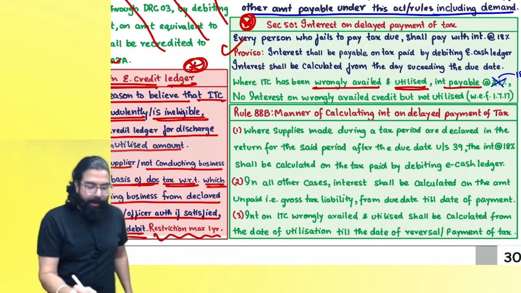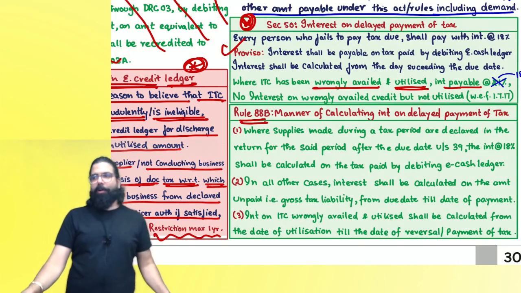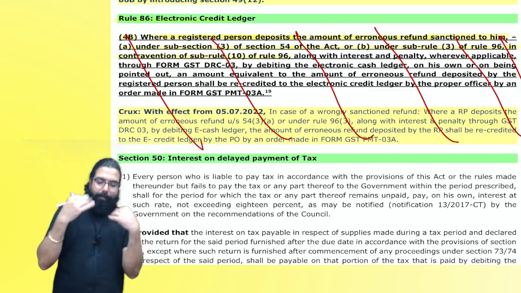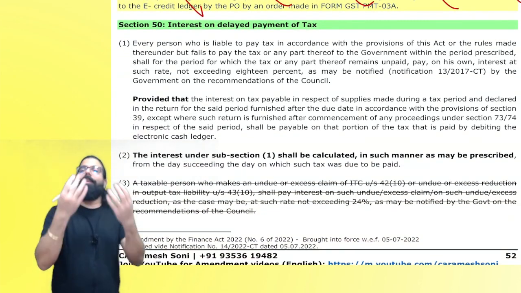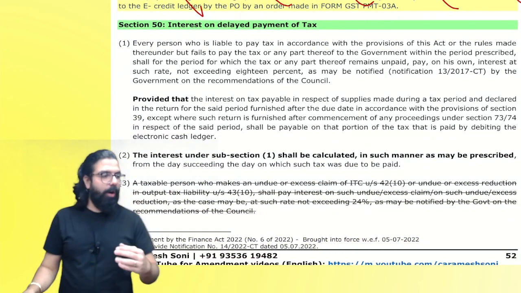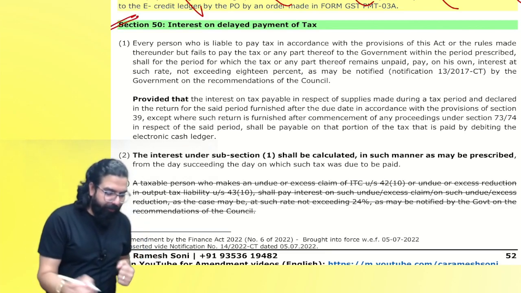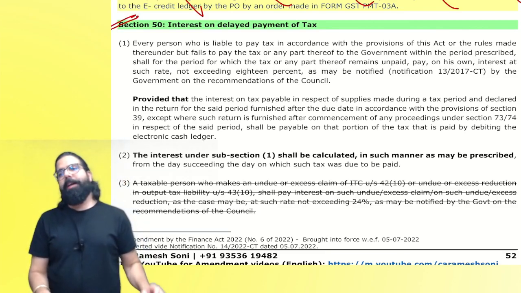Section number 50, read with rule number 88B. I want you to take some breath. Breathe, breathe, breathe. Okay, everyone? Drink some water and then we'll go ahead and do section number 50, read with rule number 88B.